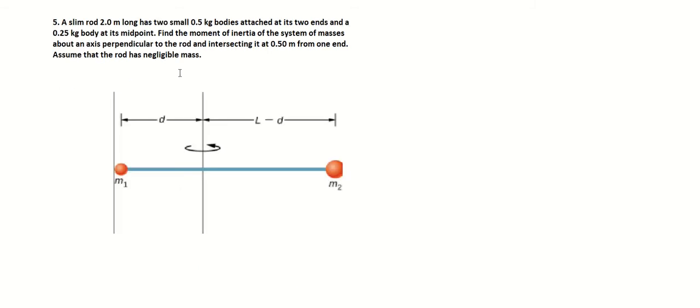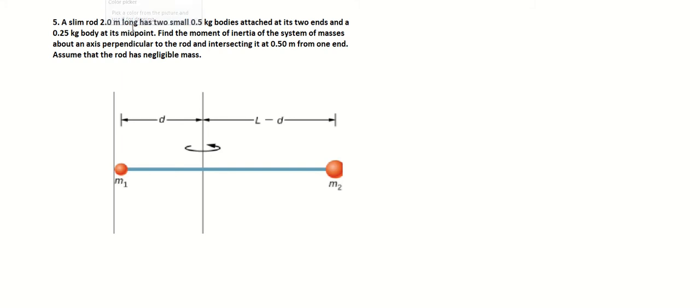A slim rod, 2 meters long, has two small 0.5 kilogram bodies attached at its two ends and a 0.25 kilogram body at its midpoint. Find the moment of inertia of the system of masses about an axis perpendicular to the rod and intersecting it at 0.5 meters from one end. Assume that the rod has negligible mass.